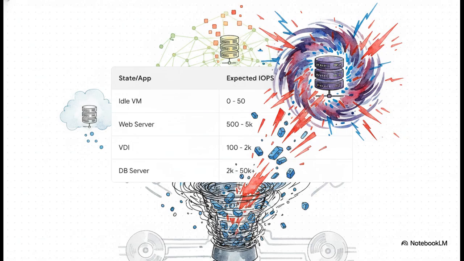There is a massive disparity in storage demands depending on the VM. An idle VM might just sip 0 to 50 IOPS. A web server needs maybe up to 5,000, but a database server can easily demand anywhere from 2,000 to over 50,000 IOPS. This right here proves exactly why storage in a virtual environment cannot just be provisioned based on gigabytes of capacity alone. If you stick that 50,000 IOPS database on the same spinning disks as your general-purpose VMs, the I/O blender will absolutely obliterate your performance, regardless of how much free space you have left.